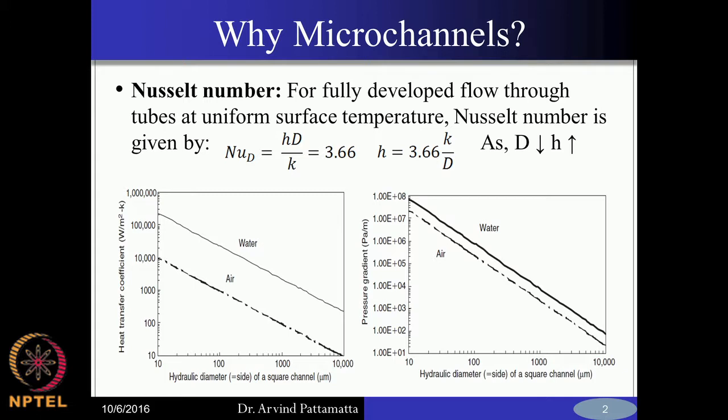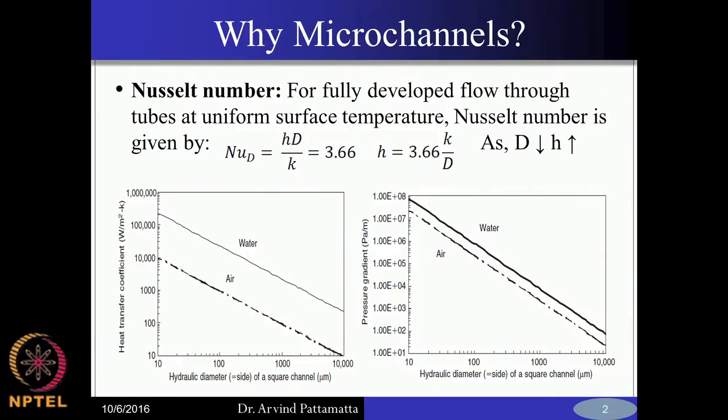If you do the calculation, again you have a problem: if you reduce the size of the channel, your pressure drop will keep going up. That is again a delta P which is inversely proportional to the diameter. So on one hand it is good from the heat transfer point of view, but from the fluid dynamics point of view, it requires additional pressure drop to maintain the same Reynolds number at the inlet. So, this is again a big penalty.